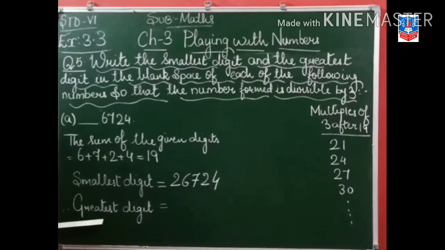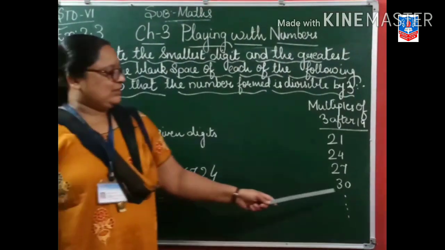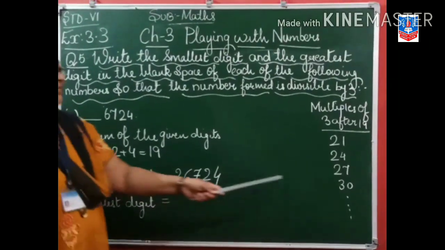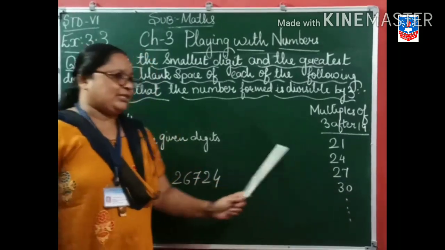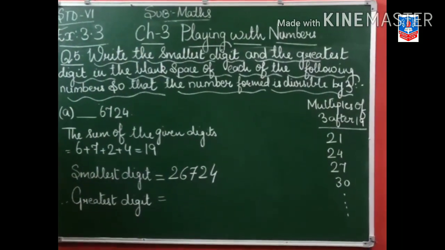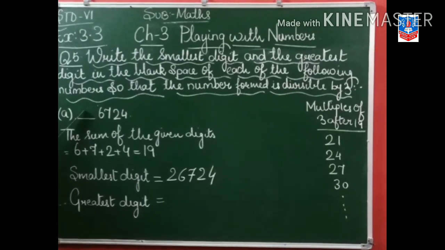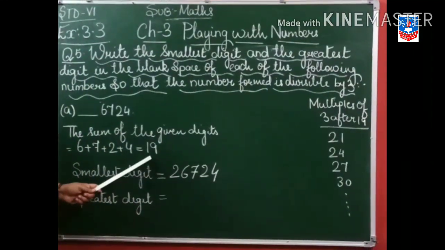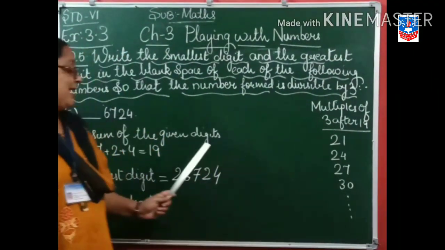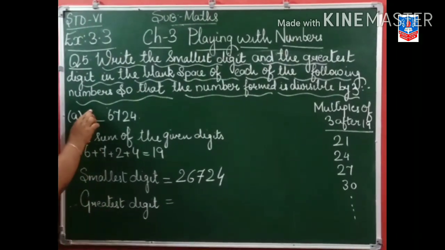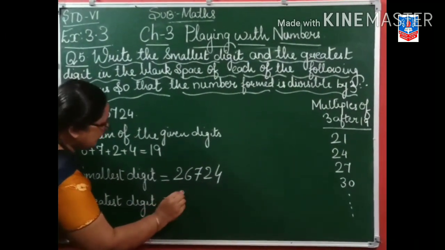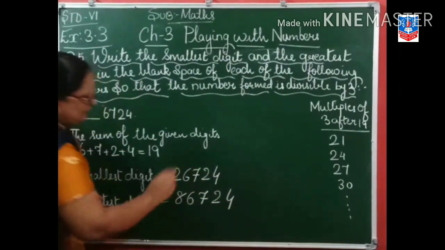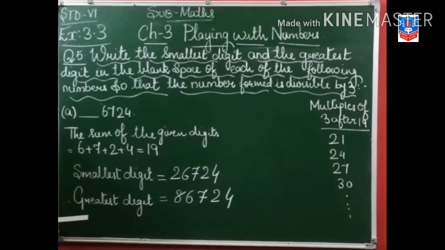Now, for the greatest digit. Let us take 30. If we add 19 plus 11, it is 30. But 11 is a 2-digit number and we want a single-digit number. So, let us take 27. Now, what will we add to 19 to get 27? We will add 8. So, we will write here 8. So, the greatest digit is 8: 8, 6, 7, 2, 4. Okay, is it clear?